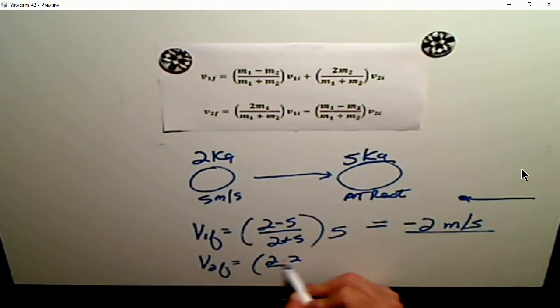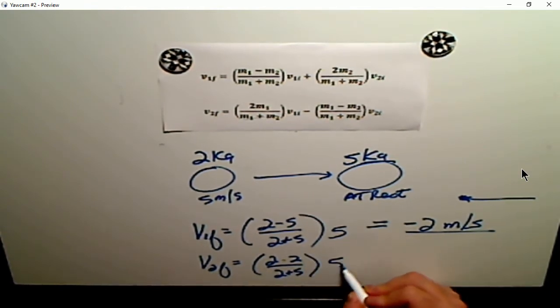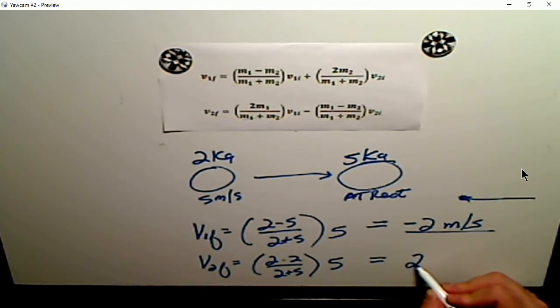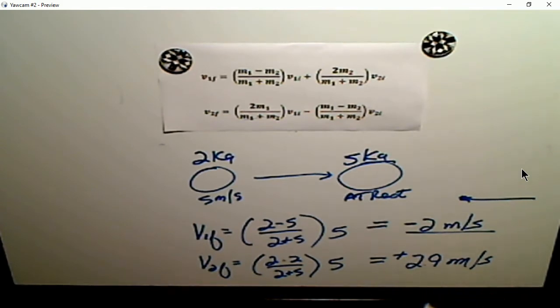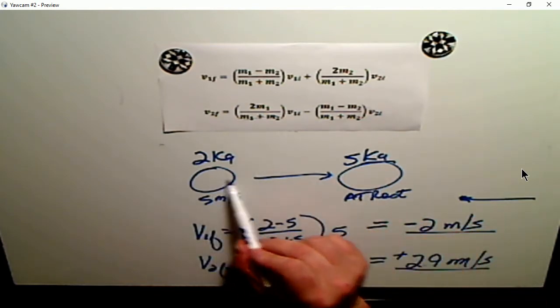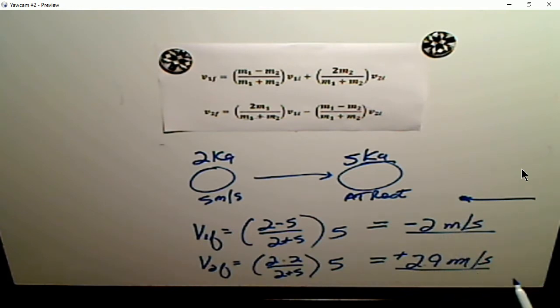Two times 2, 2 plus 5 times 5, about 2.9 meters per second positive. Now, as an exercise, you can verify that this also obeys conservation of energy, just like we did with the previous example. But you could see what happens when this is a heavier ball. This ball is going to ricochet back, and then this ball is going to go in that direction.